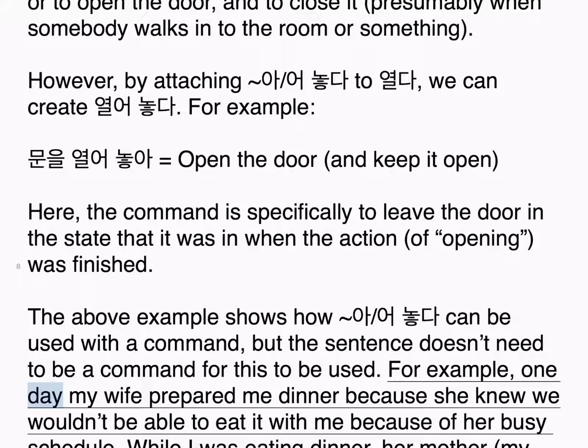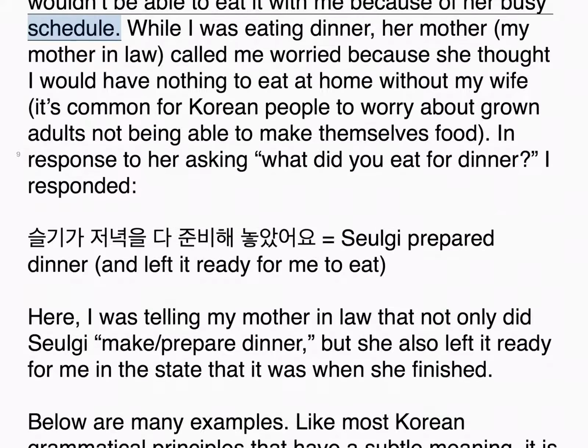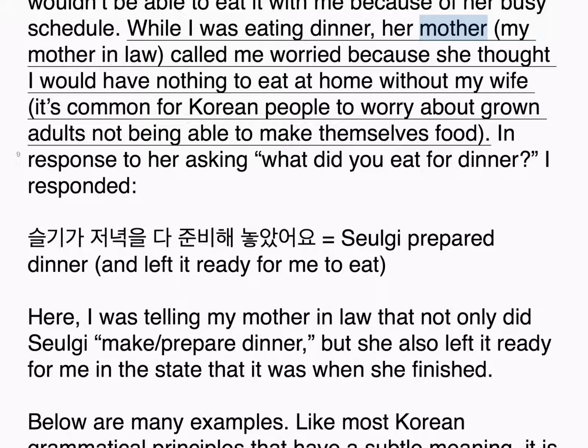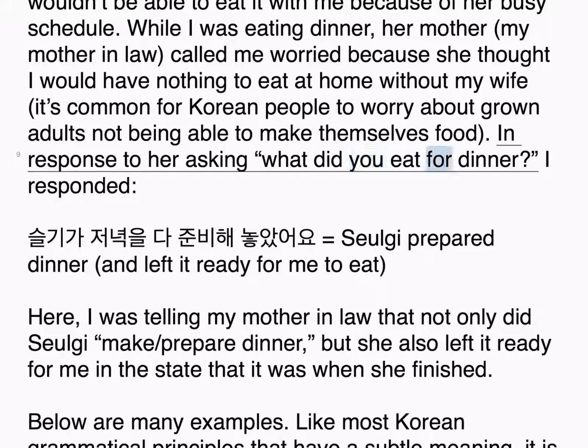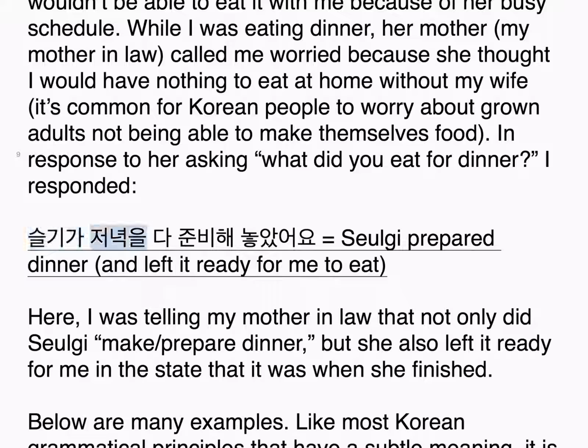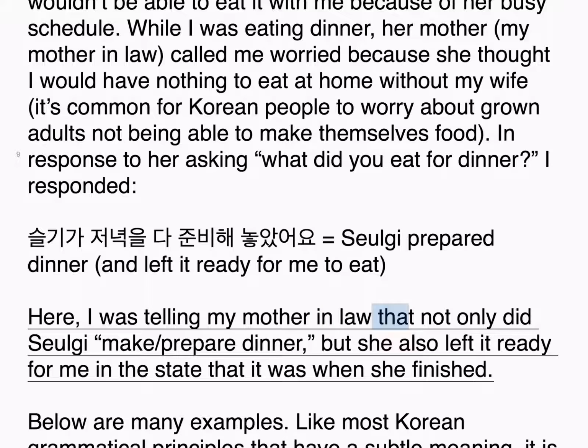For example, one day my wife prepared me dinner because she knew she wouldn't be able to eat it with me because of her busy schedule. While I was eating dinner, her mother, my mother-in-law, called me worried because she thought I would have nothing to eat at home without my wife. It's common for Korean people to worry about grown adults not being able to make themselves food. In response to her asking what I ate for dinner, I responded, 슬기가 저녁을 다 준비해 놓았어요. Seulgi prepared dinner, and left it ready for me to eat. Here, I was telling my mother-in-law that not only did Seulgi prepare dinner, but she also left it ready for me in the state that it was when she finished.